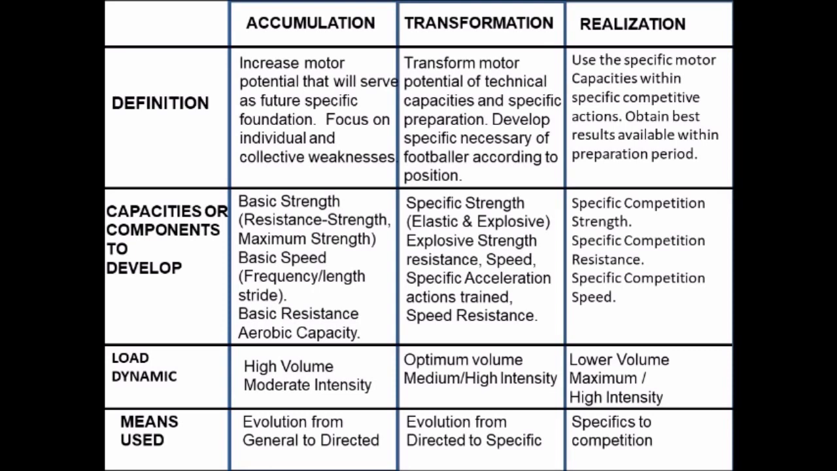Now we're going to work a little bit more specific to the game, okay? So: specific strength, elastic and explosive strength, resistance, speed, specific acceleration, action, strain speed, resistance, okay? The dynamic is low: now the volume is going to go a little bit lower than in the first accumulation microcycles, and the intensity is going to go a little bit higher. It's going to be medium high, okay? And the means used, normally we're going to go from directed tasks or exercises to more specific tasks or exercises, okay? So now the tasks are going to have more components of the game, okay?